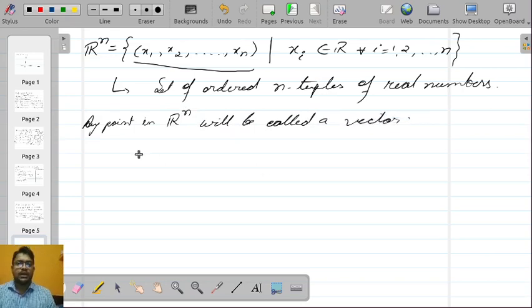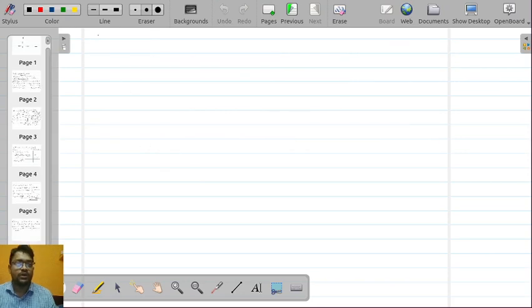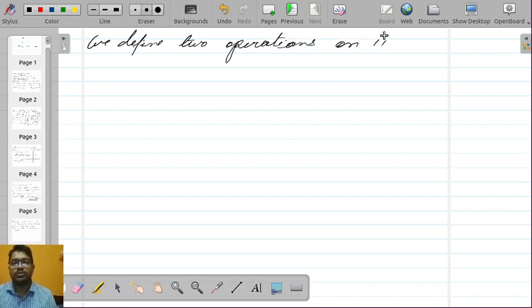And any number in R will be called a scalar. So we define 2 operations on R to the power n. Number 1 operation is vector addition.